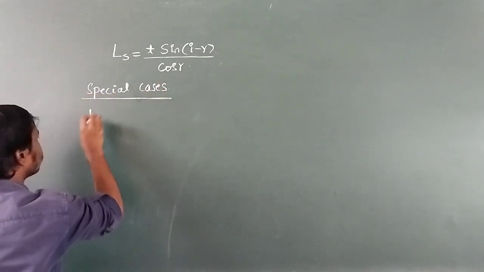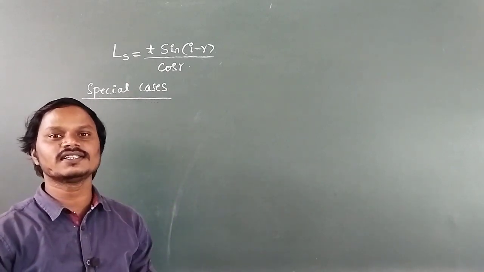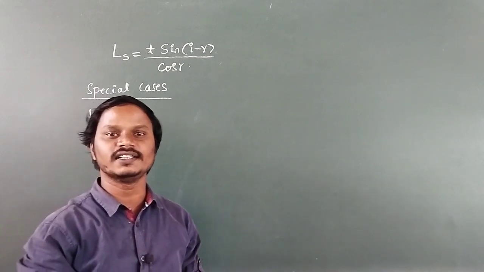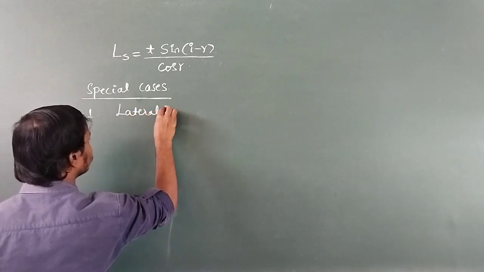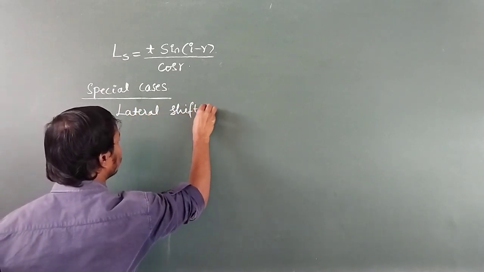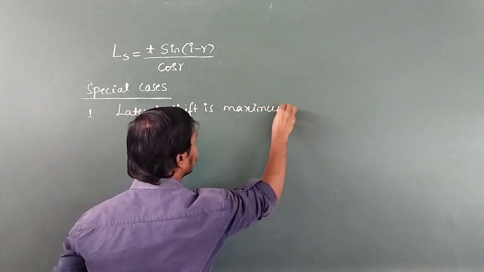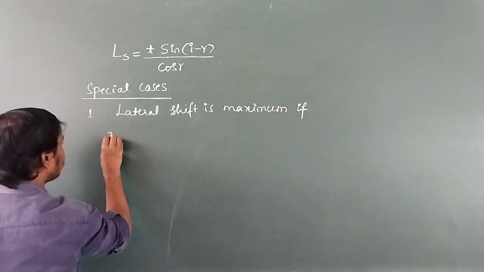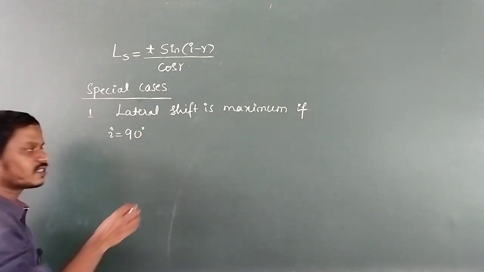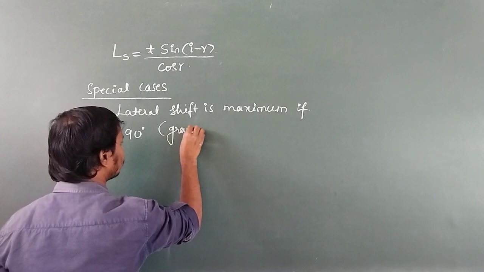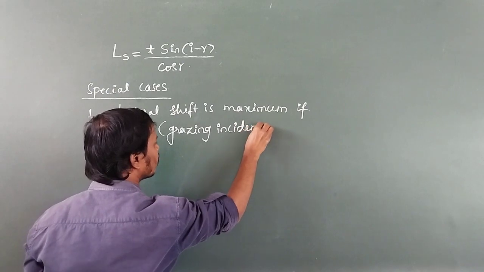First one. So lateral shift is maximum for the grazing incidence. Grazing incidence means here the angle of incidence is 90 degree. So lateral shift is maximum if the angle of incidence is 90 degree. And this angle of incidence is taken as grazing incidence. Means for the grazing incidence, the lateral shift is maximum.